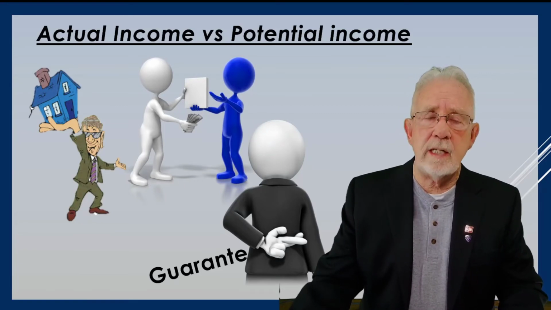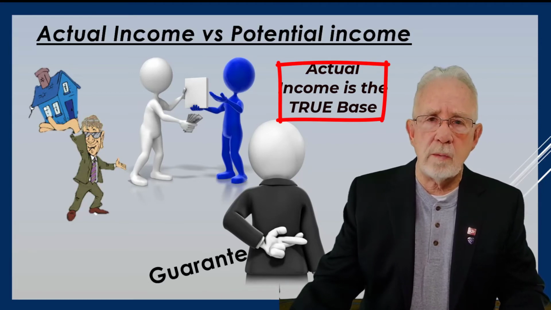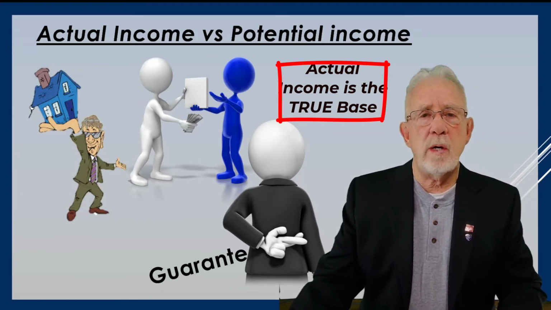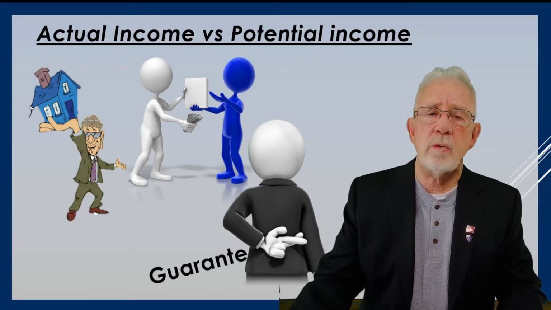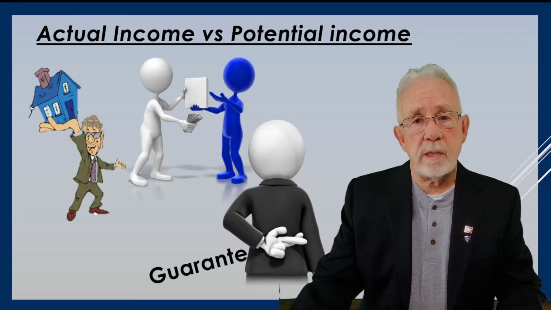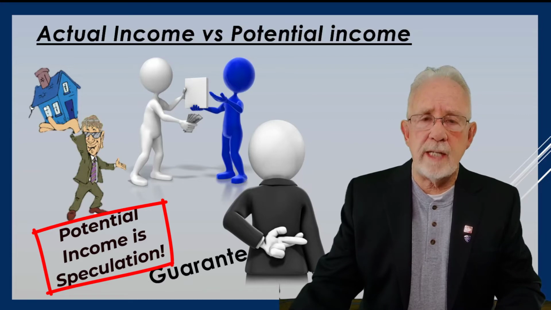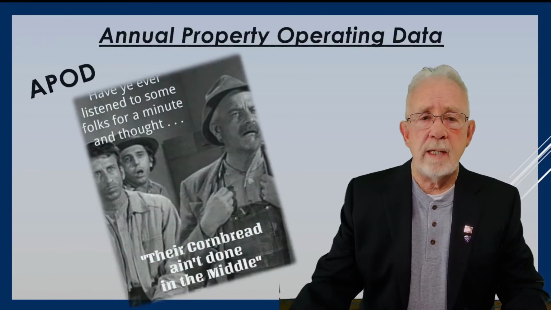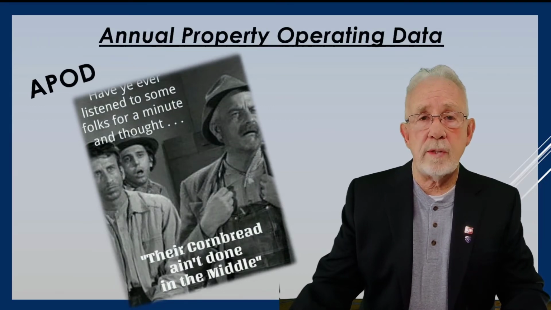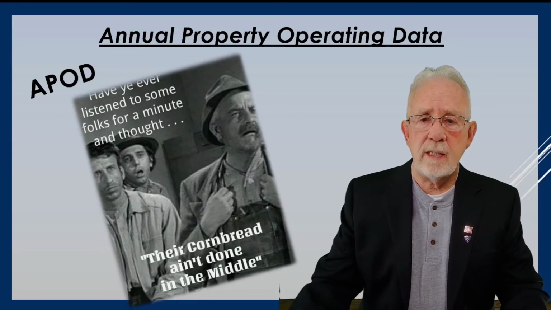With actual income, at least we have a true base to work from. We know what the market is. We know what the rents are, and we can make a good analysis based on actual income and actual expenses. With potential income, you're speculating, you're thinking that it could be this, it may not, the market may change overnight, and there's very little guarantee. With actual income, we're working from a solid base of things that are true.